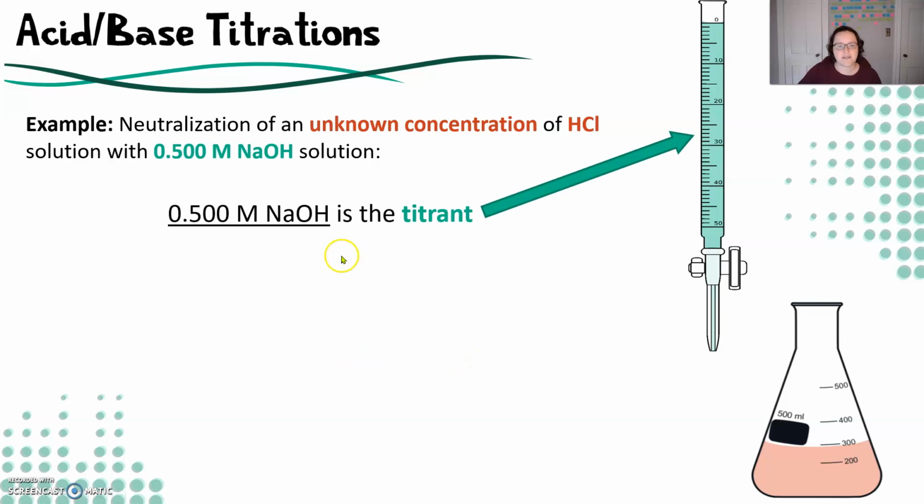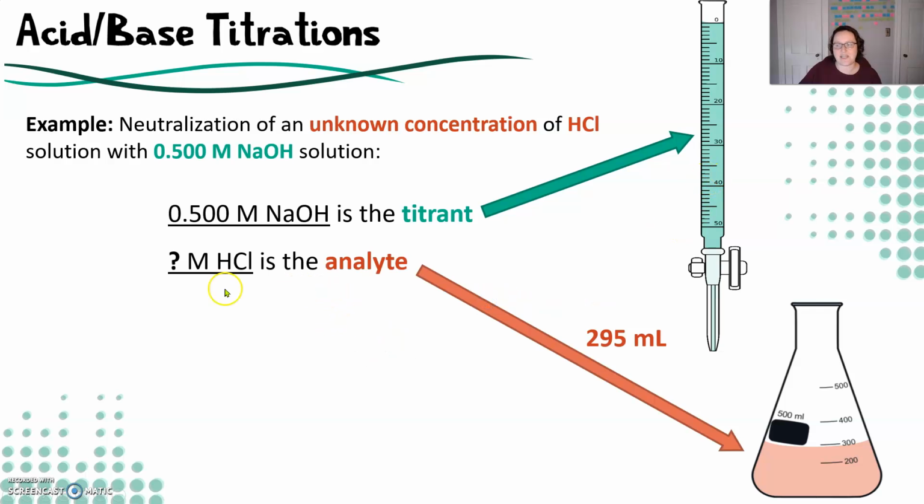The sodium hydroxide solution is the titrant because it has a known concentration of 0.5 molar, and this solution is added to the burette as shown. The hydrochloric acid solution is the analyte because its concentration is unknown, and this solution is added to the reaction flask, which will be positioned below the burette when we're ready to start the titration.